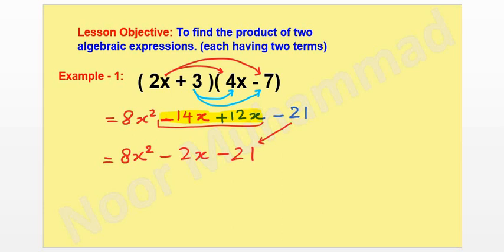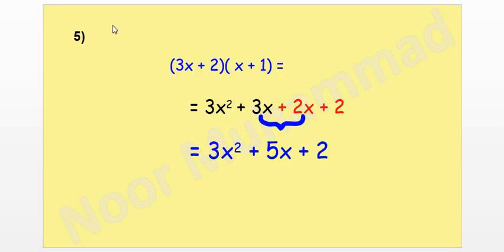I have solved one more question from the exercise for you. This is question number 5. It says expand, or you can say solve, or you can say multiply. How can we expand these brackets? 3x is going to be multiplied with this x. It will give us 3x squared. Then this 3x is going to be multiplied with this positive 1. It will give us positive 3x.